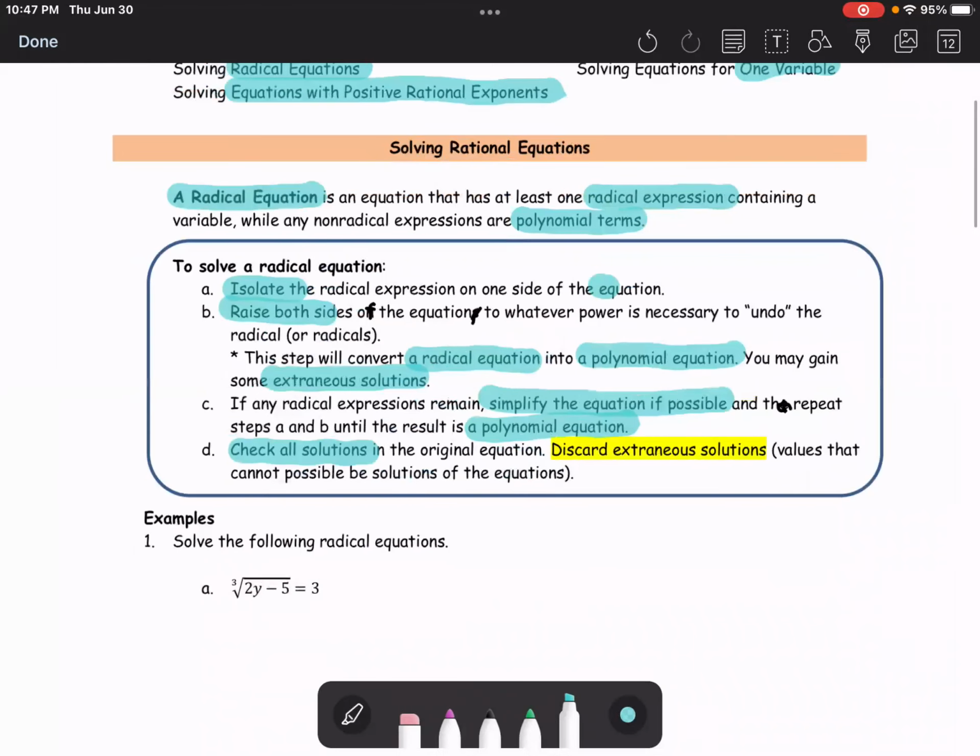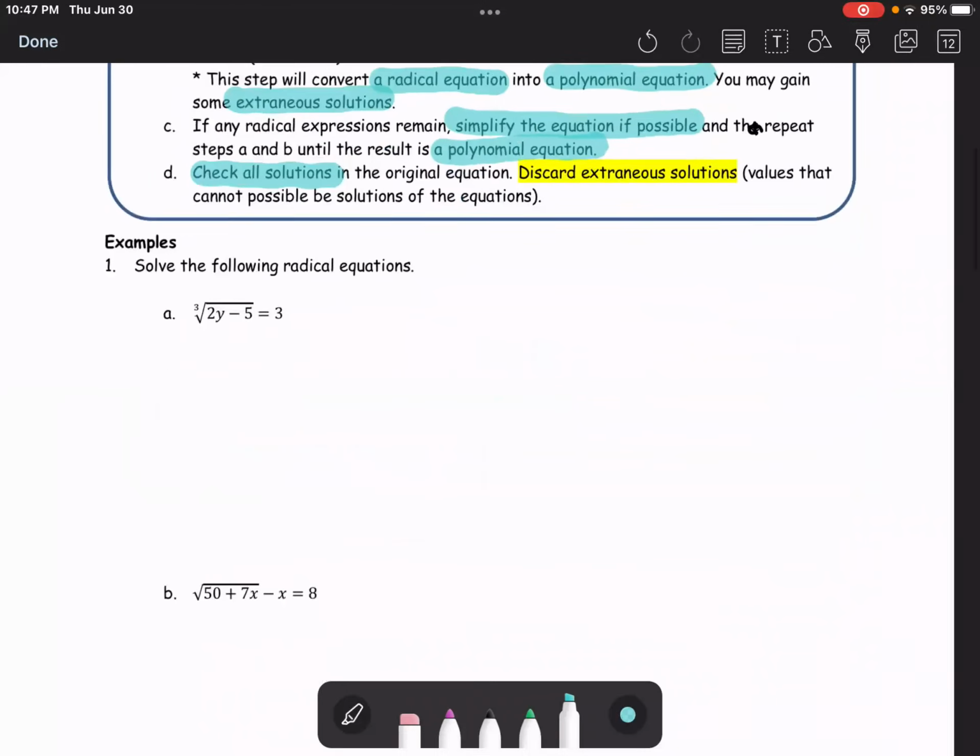And then at the step of checking the solution, we're going to discard extraneous solutions, if any, which are the values that cannot possibly be solutions of the equation. Let's take a look at the example.